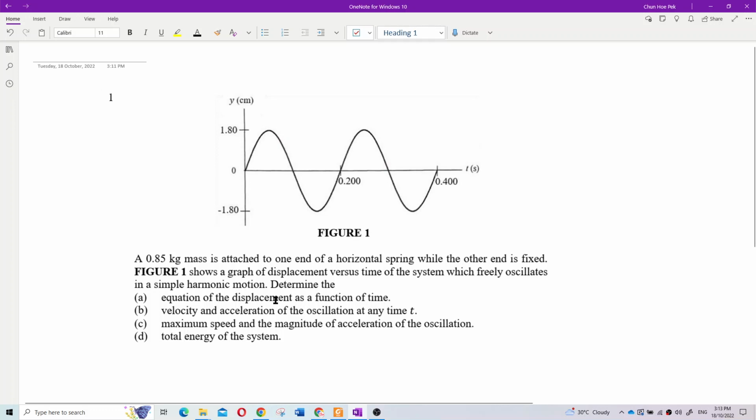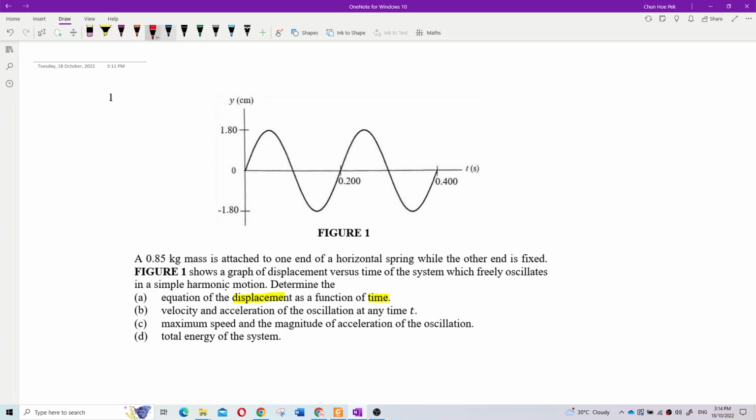So we want to find what equation? The displacement versus time equation. Okay, so I want to write that down. So we want to find the displacement against time, the displacement versus time equation.